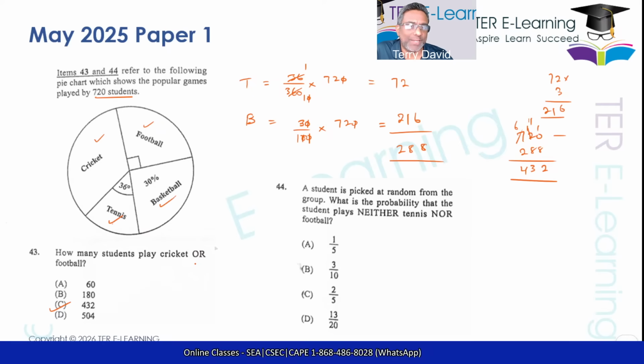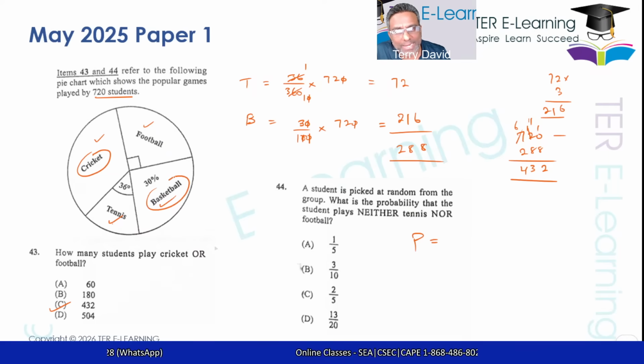Now, number 44. A student is picked at random. What's the probability that a student plays neither tennis nor football? Right? Neither tennis nor football. So if it's neither tennis nor football, we're looking for cricket or basketball. Because if they're not playing tennis or football, they're playing cricket or they're playing basketball, right? I already worked out the basketball. I got 216, right? So 216 is basketball, but I need to figure out cricket here, right?